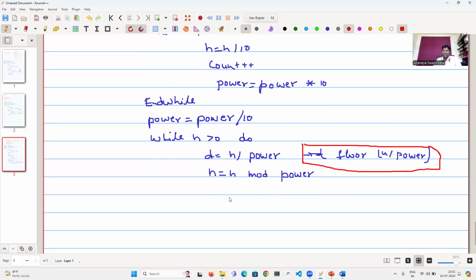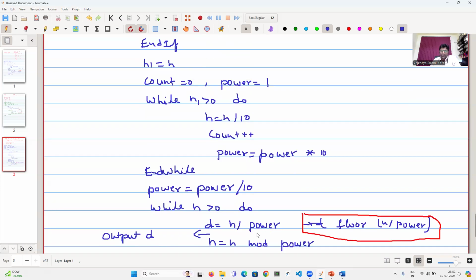Okay, this is an integer division. Then for the next iteration, the number is reduced by one digit. Similarly, power should reduce by a factor of 10. So power equal to power by 10. And then output d. Okay, let us see what we did.